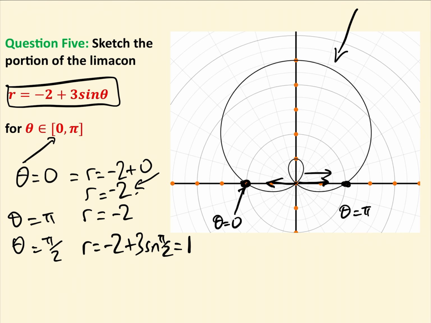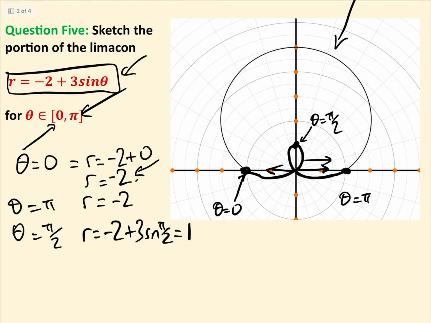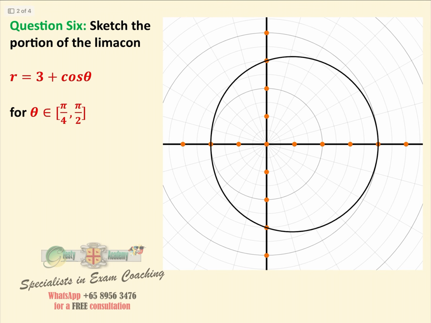Therefore, we now know that this bit here, where r equals 1, is where theta is pi over 2. And therefore, between 0 and pi, for minus 2 add 3 sine theta, as opposed to 2 add 3 sine theta, it's this bit, the other half of the curve that we just drew in question 4. Okay, so that one there is question 5. Let's have a look at question 6.